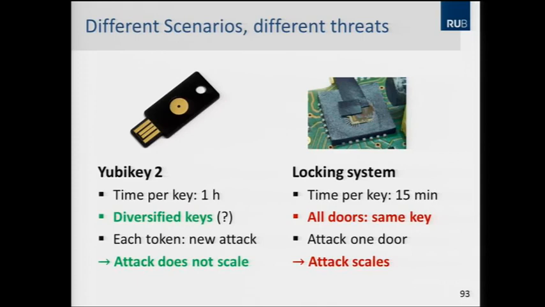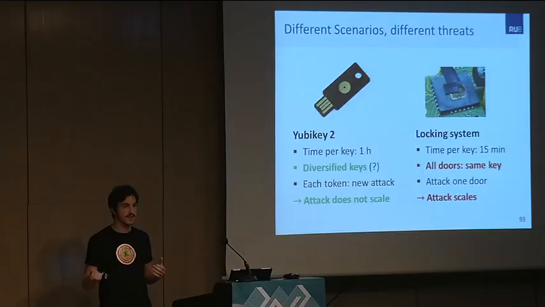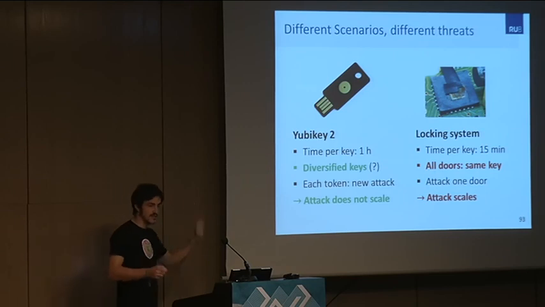On the other hand, in the case of the locking system, you need 15 minutes for extracting this system-wide key, which is of no importance. It could also be 1 hour or so, actually. However, this one key allows you to open all doors in one installation. So here you have an attack that scales. You have to attack one door and then get full access. So this shows the 2 sides of the coin somewhat.